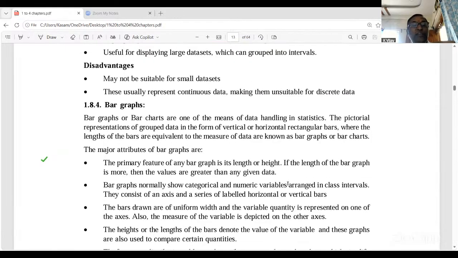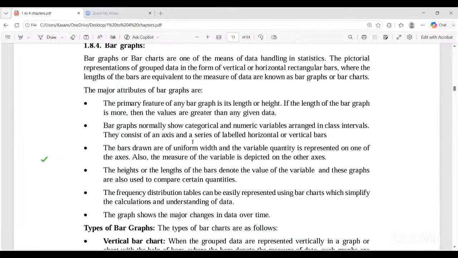Bar graphs. Bar graphs or bar charts are one of the means of data handling in statistics. It is the pictorial representation of grouped data in the form of vertical and horizontal rectangular bars, where the length of the bars is equivalent to the measure of the data, known as graphs or bar charts. The major attributes of bar graphs are there.